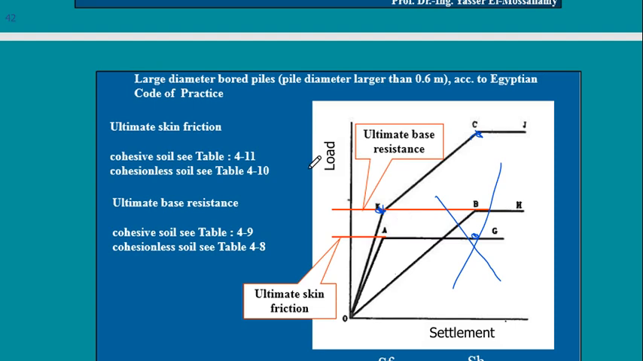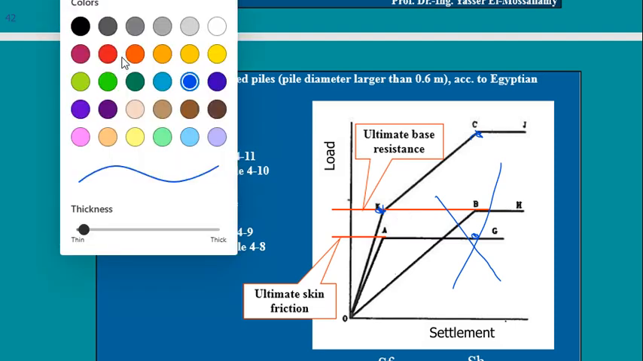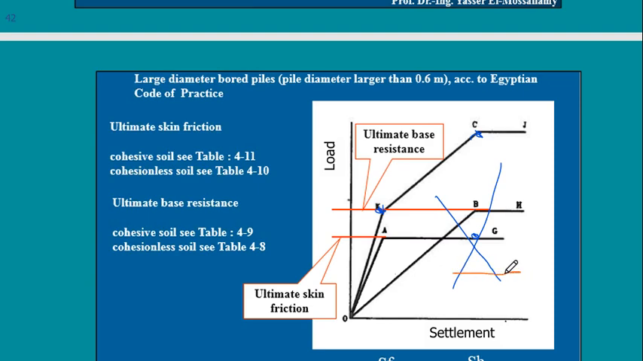Maybe I will get this, let's change the color. I would get this line here instead. So this value, I divided by 3 to get this value. So this value is the ultimate divided by the factor of safety. So this is one point.